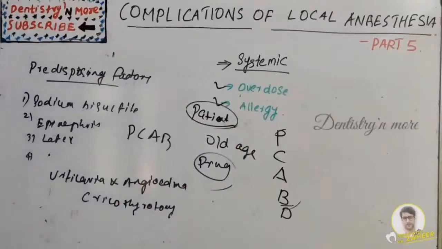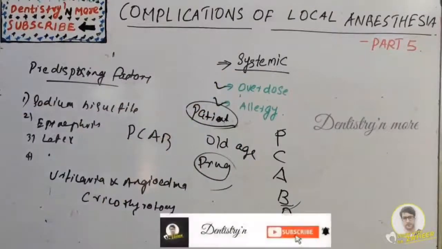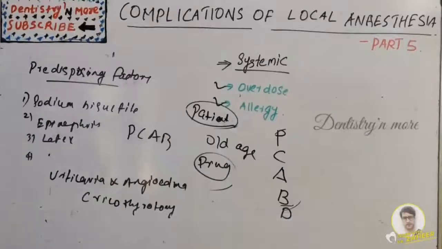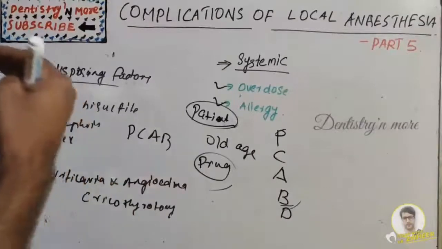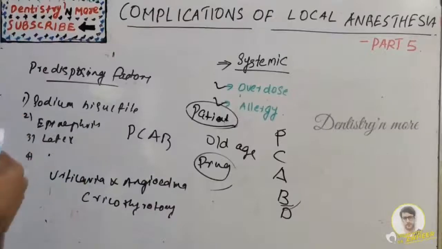But you need to explain it in detail, overdose and allergy, how to manage it, how to prevent it, what are the drugs used, and should follow this PCAB code. So in overdose, there will be predisposing factors, that is drug factors and patient factors. And also we have clinical manifestations and management in different categories, that is mild overdose and severe overdose. In mild overdose, we have slow onset, that is more than 5 minutes and more than 15 minutes. And rapid onset is also there, within 1 minute and 5 to 15 minutes.